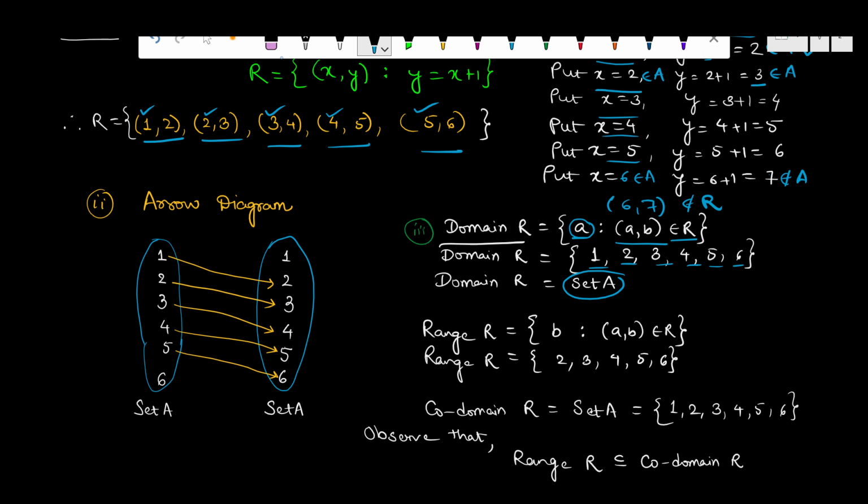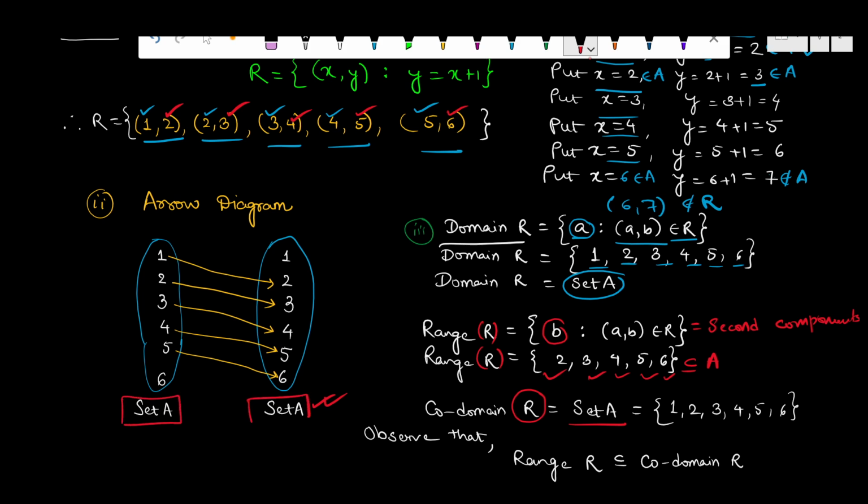And the range of R contains b such that (a, b) belongs to R, means this is the collection of all second components, right? So second components in R are 2, 3, 4, 5 and 6. This is again a subset of A, and the codomain of R is the set A itself, right? So here the domain was this and the codomain also was set A, right?